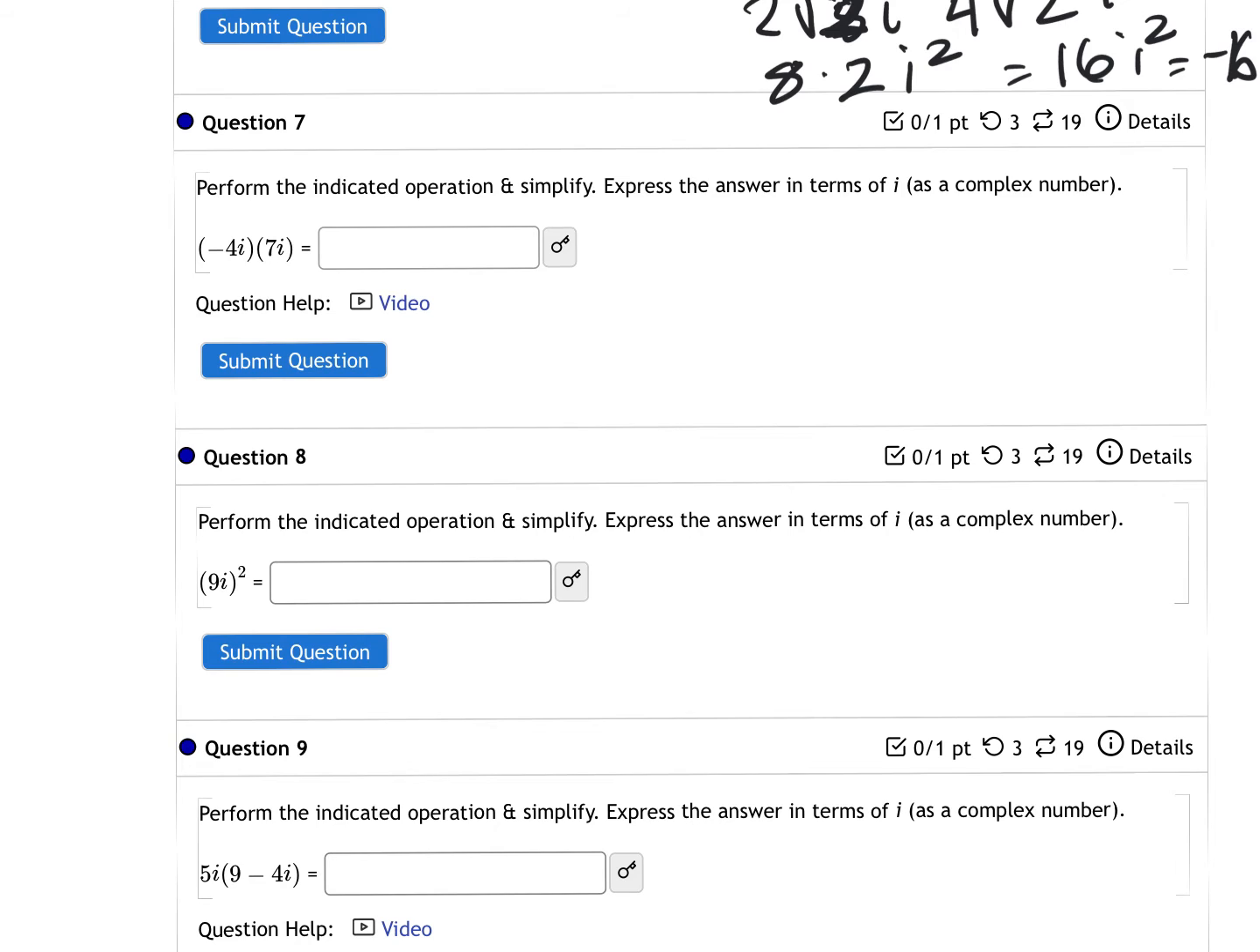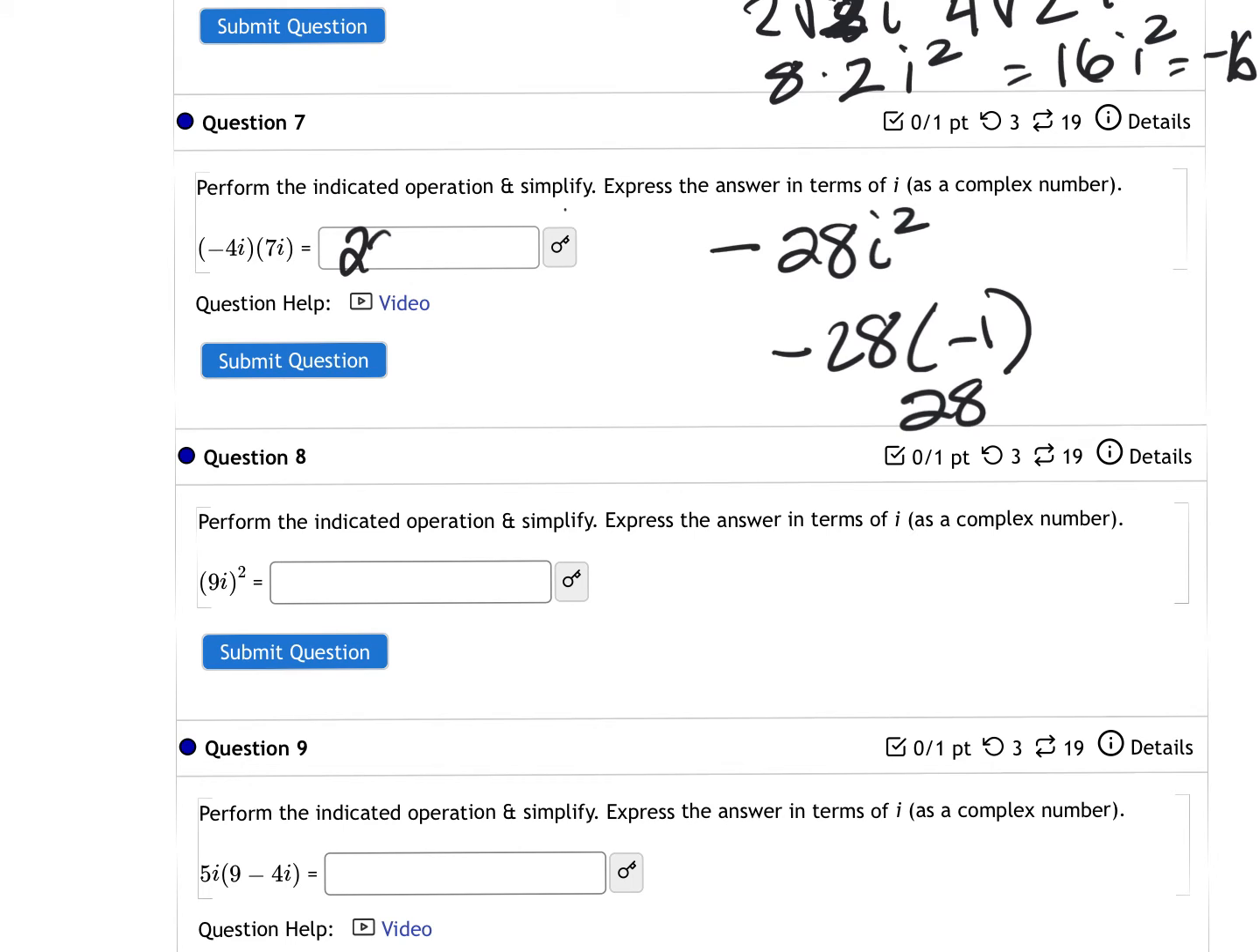All right. Perform the indicated operation and multiply. Express the answers in terms of i as a complex number. So this is just negative 28i squared. And that will be negative 28 times negative 1. So that's just going to be 28. You might try 28. If that doesn't work, try 28 plus 0i. They might want it in full complex form, because that's why it says express the answers.